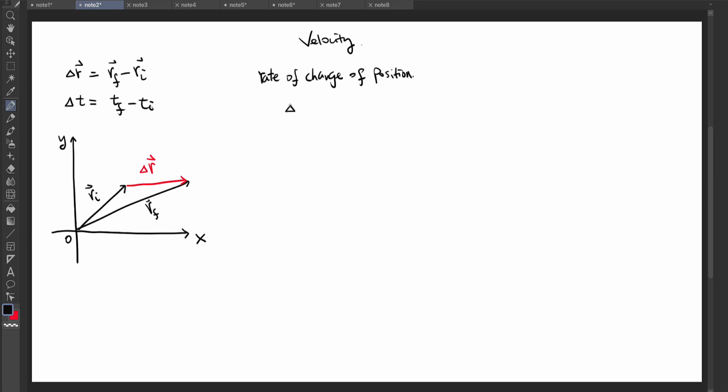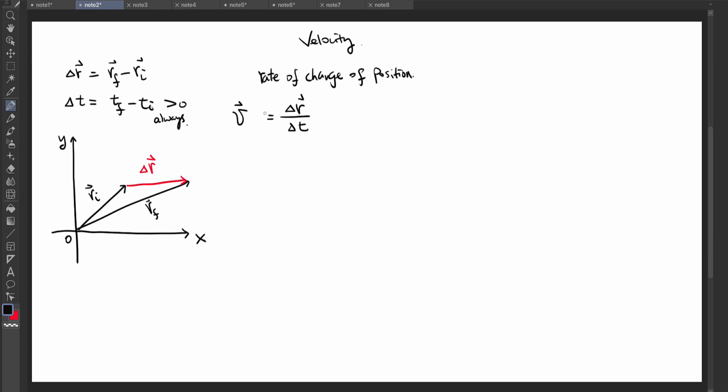Now we have delta R and delta T. That ratio is called the velocity, which is also a vector, right? Because I'm using a vector, delta R, on the right side with a scalar quantity, and the result should be a vector. Also, by the way, delta T here is always positive. So that would mean the velocity should have exactly the same direction as delta R, and its magnitude may change, because delta T will contribute to the change of the length of the arrow.